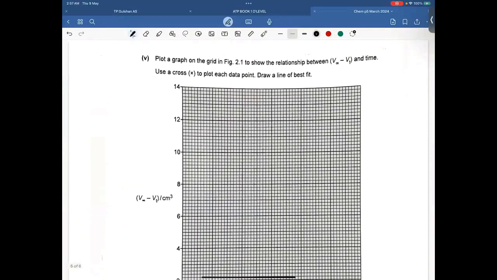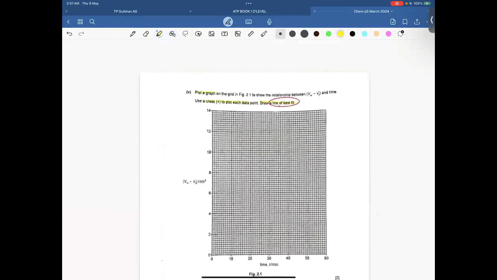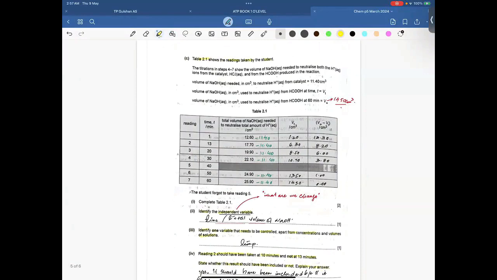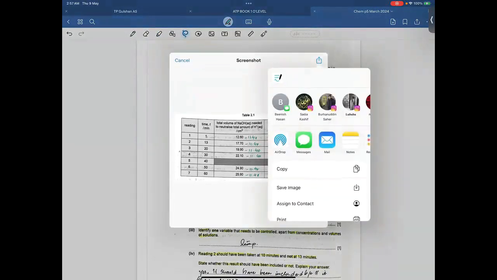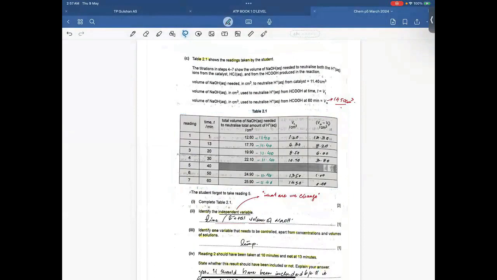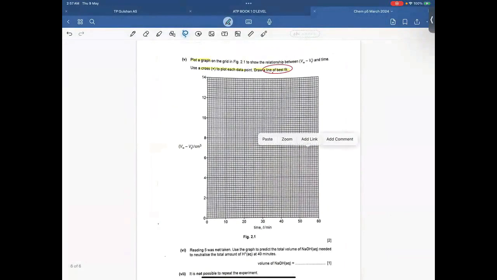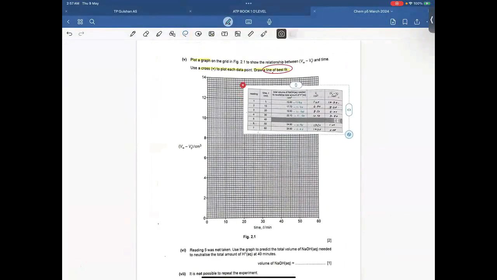Oh my goodness, graph. I think we need to plot a graph on the grid and we need the line of best fit, and use the cross to plot each data point. What we can do is sketch this so that I can make my graph easily.